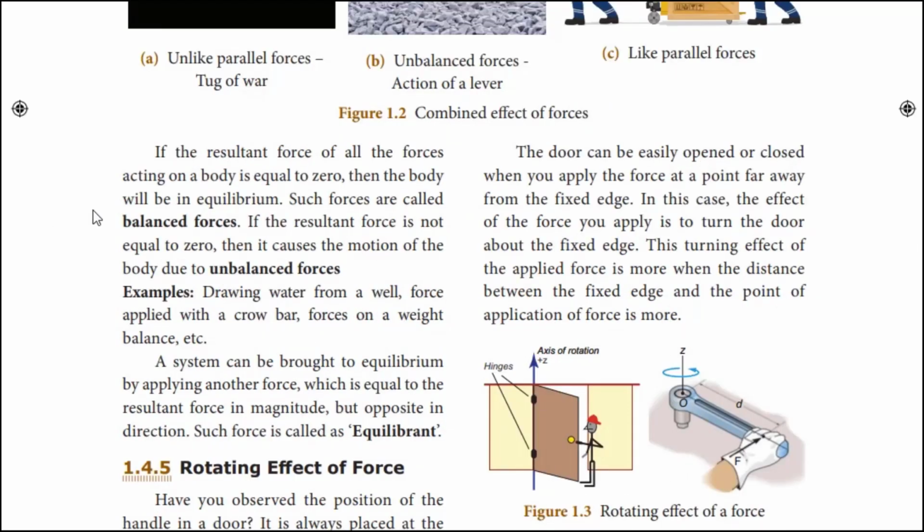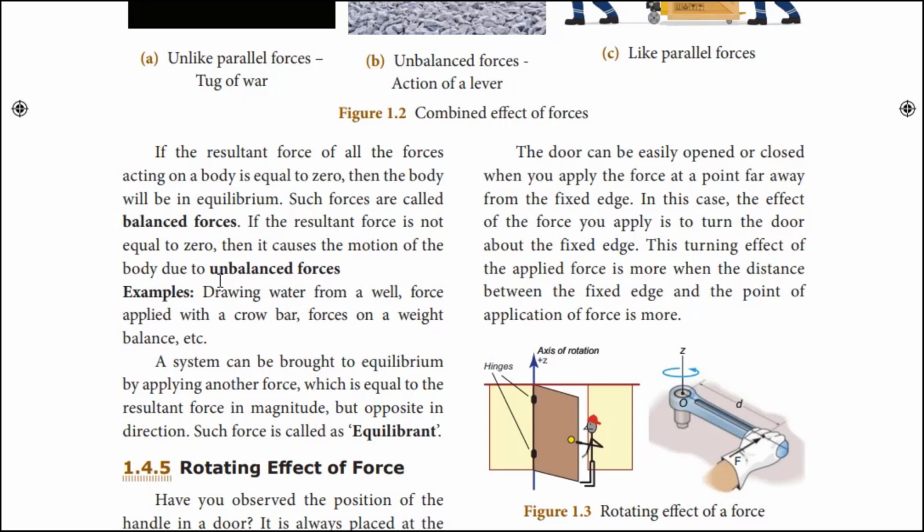If the resultant force of all the forces acting on a body is equal to 0, then the body will be in equilibrium. So you can call this a balanced force. And what is unbalanced force? If you get some resultant force, then it is called unbalanced force. It depends on the direction and magnitude.